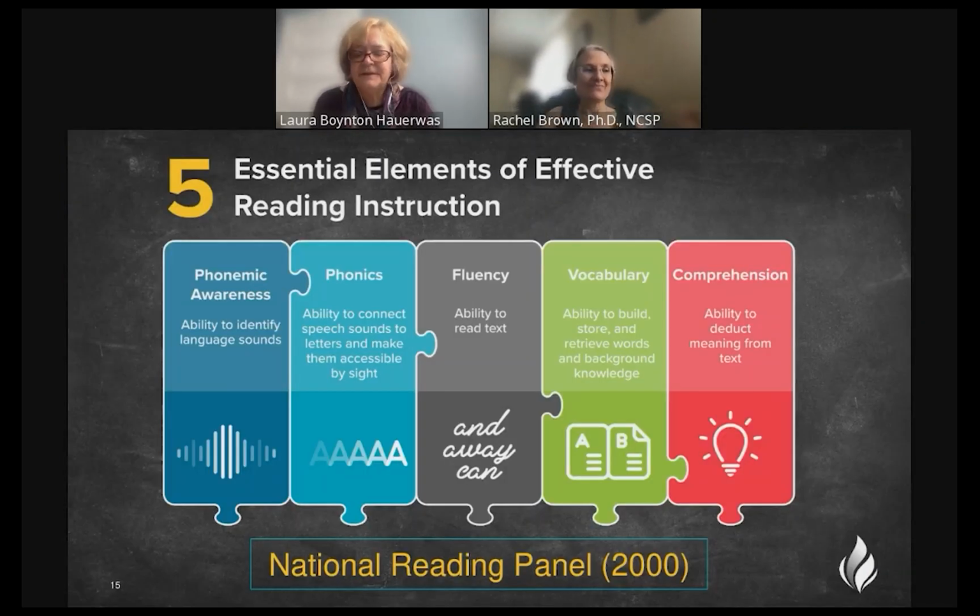Hello, everyone. In this next section, I'm going to be sharing briefly about what we know from science of reading research. This certainly began long before the U.S. National Reading Panel in 2000, but that really brought us together, recognizing that there are 5 essential elements for effective reading instruction: phonemic awareness, phonics, fluency, vocabulary, and comprehension.